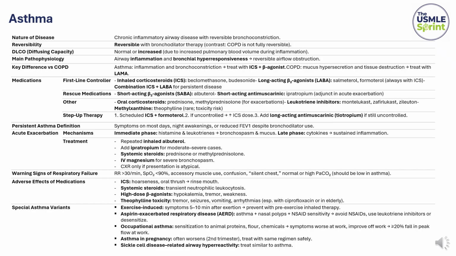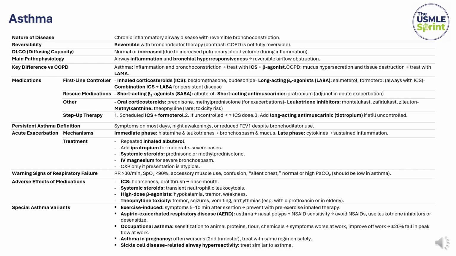Inhaled steroids can cause hoarseness and oral thrush, so rinse the mouth after use. Systemic steroids cause transient leukocytosis with a neutrophil predominance. High doses of beta agonists may cause low potassium, muscle weakness, and tremor. Theophylline toxicity causes tremor, seizures, vomiting, and dangerous arrhythmias, especially when combined with ciprofloxacin or in elderly patients.